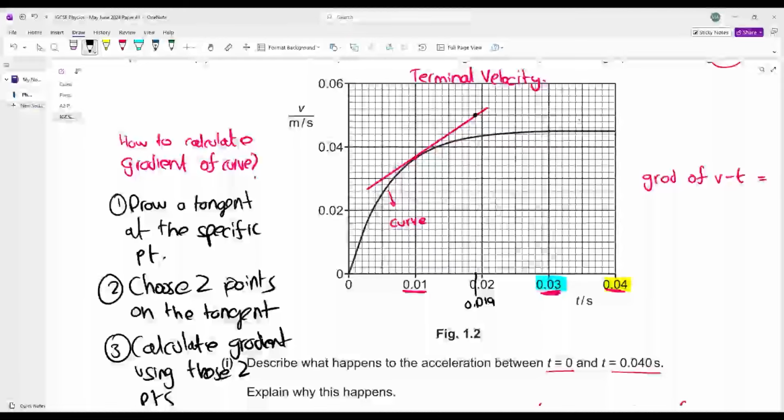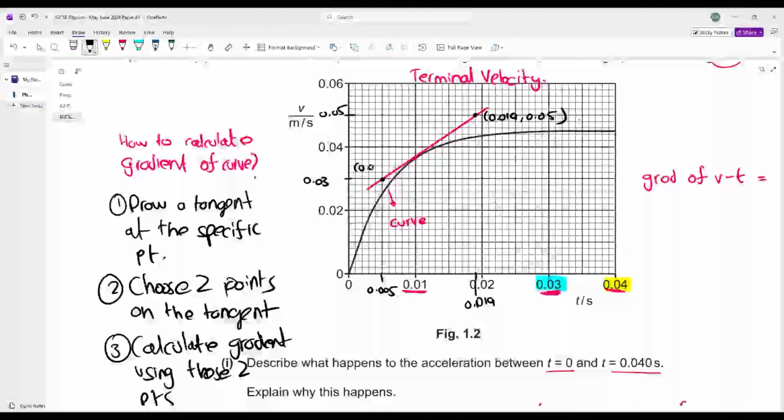0.019 in the x-axis. And y-axis में क्या होगा? Middle में lie कर रहा है 0.05. What will be your second point? This one. What is this point? 0.005, and y-axis में this will be 0.03.